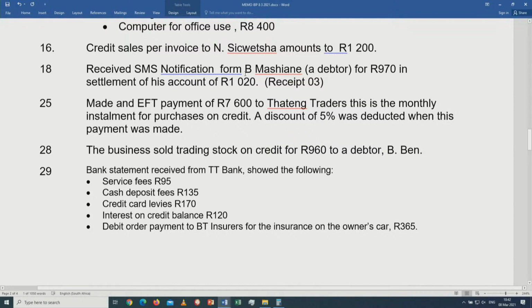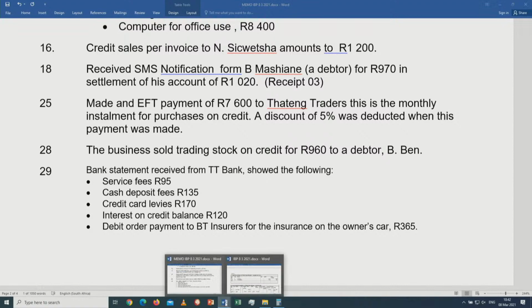Received an SMS notification of B. Mashiani, a debtor, for 970 in settlement of his amount of 1,020. Meaning what happened here, Mashiani negotiated with us before he could give us a payment. So it means he didn't pay the money including the discount. The discount is separate, but it is going to be a loss to us because this Mashiani is a debtor, so we are giving Mashiani a discount. So we record only what we have received.